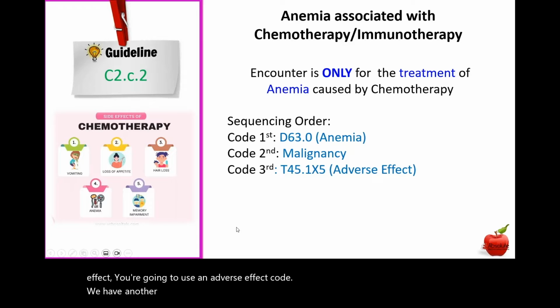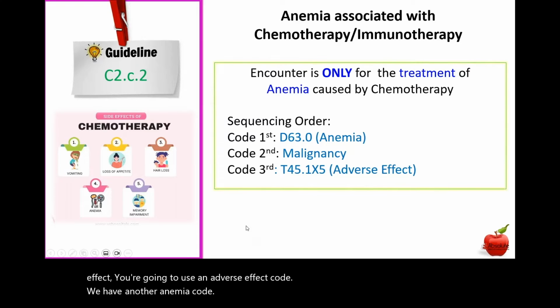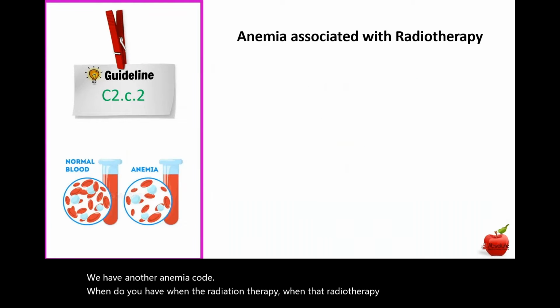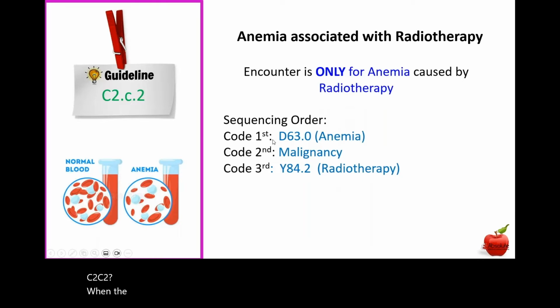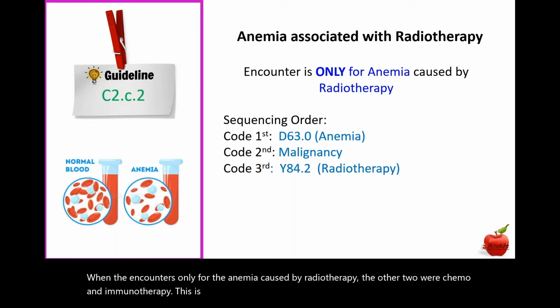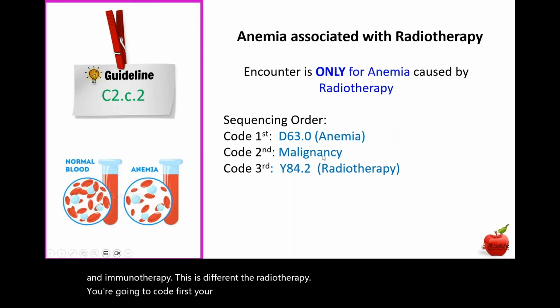We have another anemia code. When the radiation therapy, when that radiotherapy causes the anemia, C2.C2. When the encounter is only for the anemia caused by radiotherapy, the other two were chemo and immunotherapy. This is different, the radiotherapy. You're going to code first your anemia code, followed by the malignancy, and then third, radiotherapy.